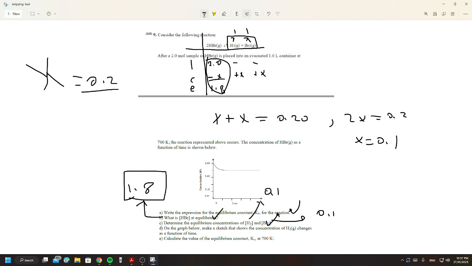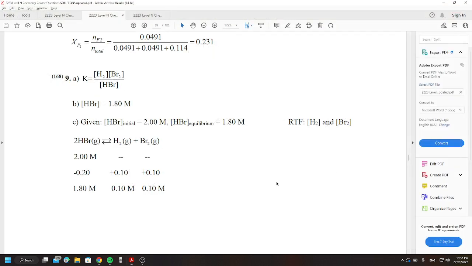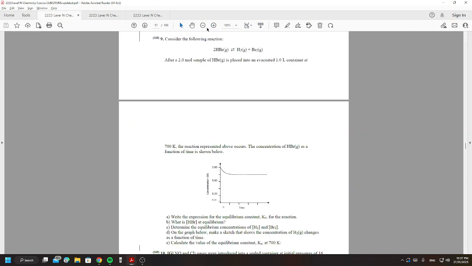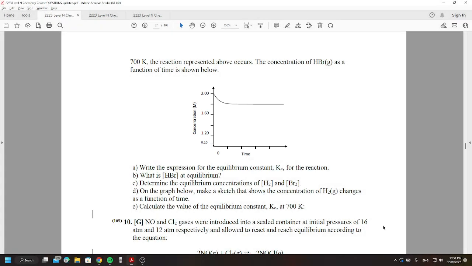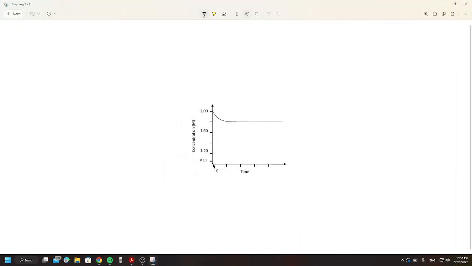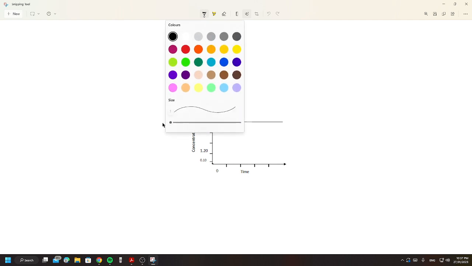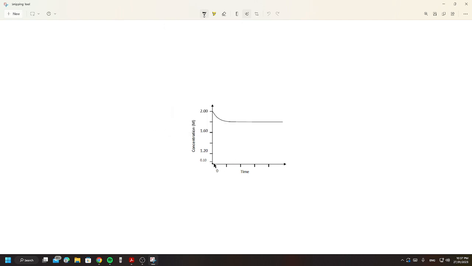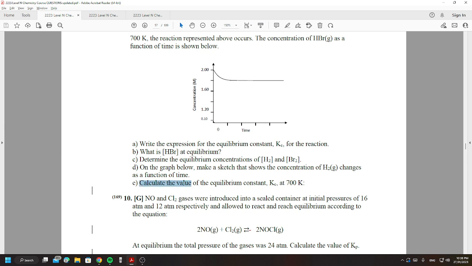Okay. So on the graph below, make a sketch that shows how the concentration of H2 changes. Okay, so you know that H2 initially was nothing, it was 0, and then it became 0.1. So on the graph, it was initially 0, then it leveled out at 0.1. This is our answer for that part. And then here, calculate the value of the equilibrium constant.